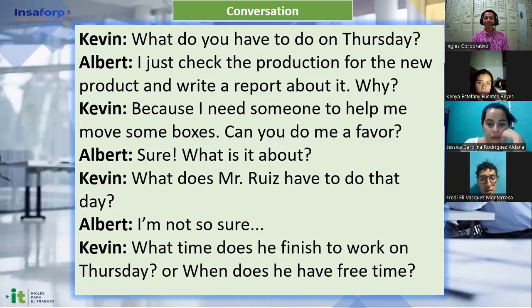What do you have to do on Thursday? Just check the production for the new products and write a report about it. Why? Because I need someone to help me move some boxes. Can you do me a favor? Sure. What is it about? What does Mr. Ruiz have to do that day? I'm not so sure. What time does he finish to work on Thursday? Or when does he have free time?